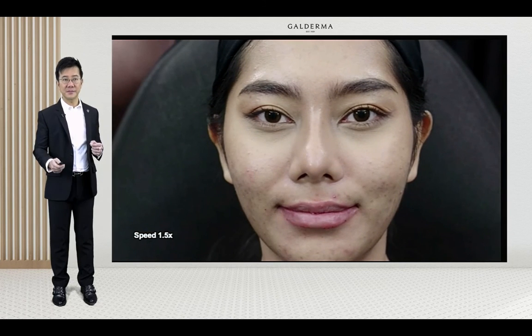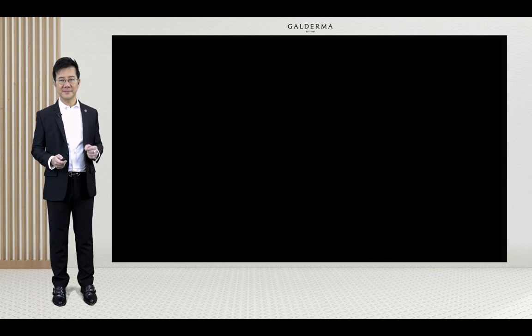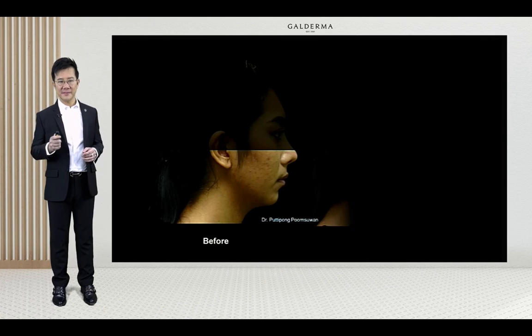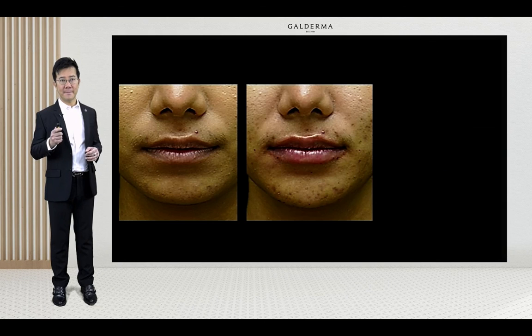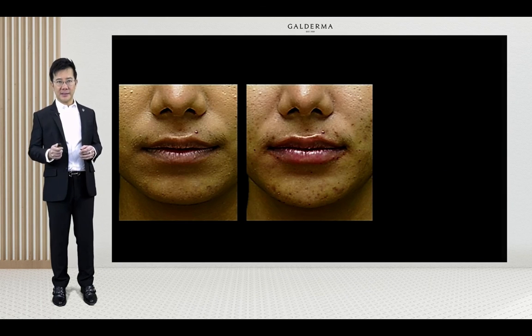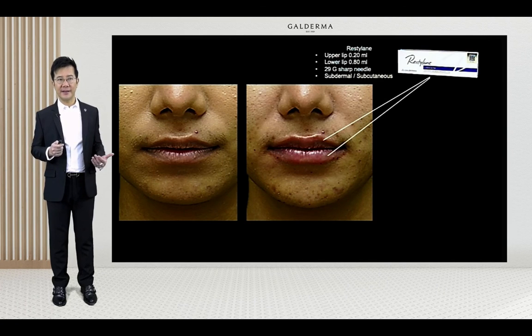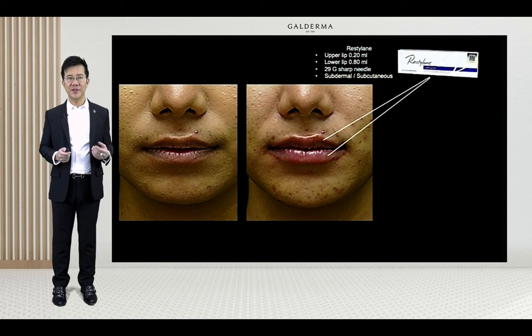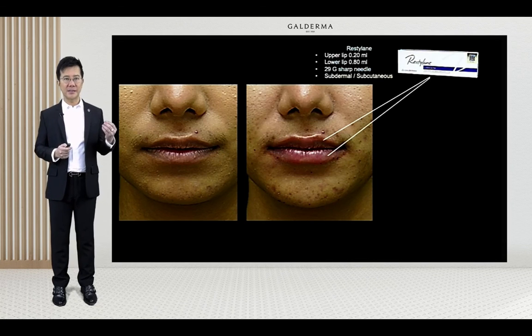That's all. Before and after. Before and after. And this is the profile view. The product used in this case, again, Resilient, a NASHA product for definition of the lips. 0.2 ml on the upper lips and 0.8 ml on the lower lip.